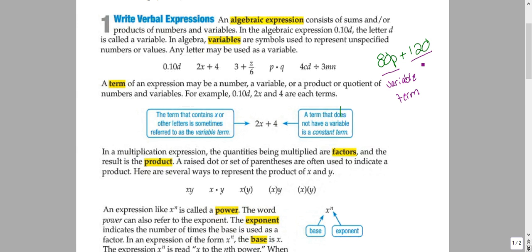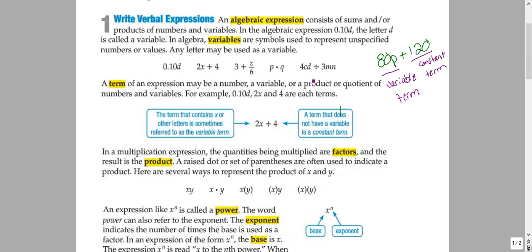This is what's called a constant term. And the reason why they call it this is it's constantly going to be 120. No matter how many people are going on our trip, we're going to constantly have to add on that $120 for gas. So this algebraic expression had two terms in it. Notice that this term has two pieces, 80 and p. This term only has one. Don't confuse that with how many terms are in this expression.